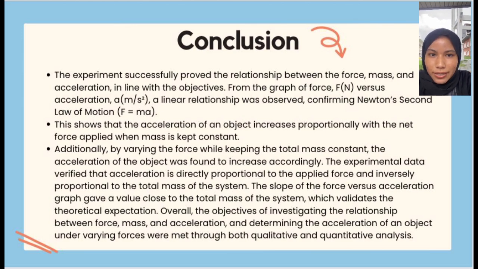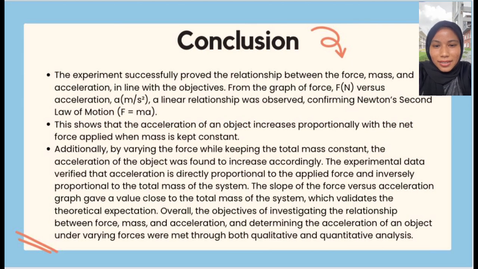In conclusion, understanding and minimizing these experimental errors is crucial for obtaining accurate results that closely match theoretical predictions. Next, let's move on to our conclusion. To conclude our experiment, we successfully demonstrated the relationship between force, mass, and acceleration in line with our objective. From the graph of force against acceleration, we observe a linear relationship which confirms Newton's second law of motion, F equals ma.